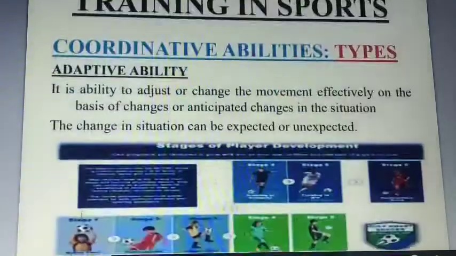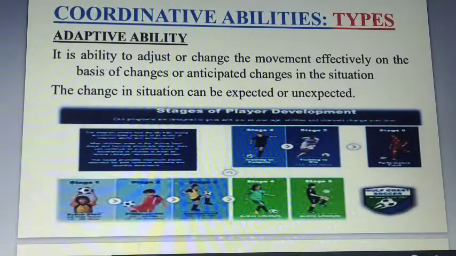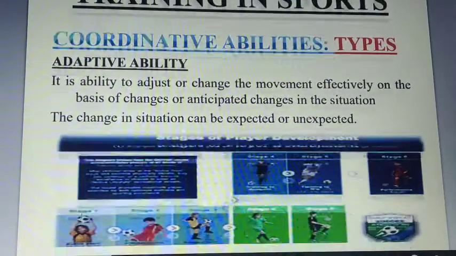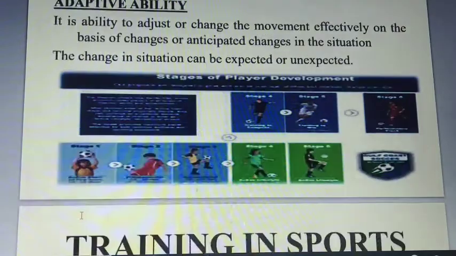So let's learn one by one in detail. Now, what is adaptive ability? It is the ability to adjust or change the movement effectively on the basis of change, anticipated change. The change in the situation can be expected or unexpected. So it means adaptation in a particular activity.